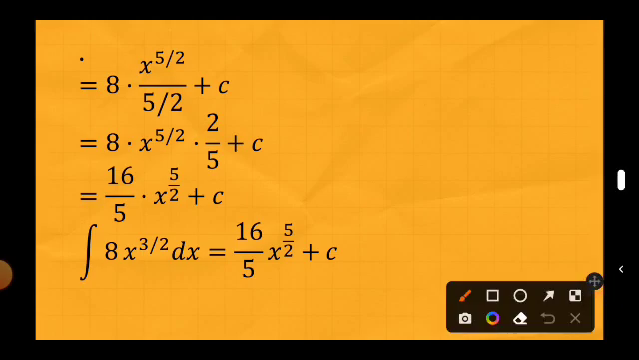Therefore, the indefinite integral of our function 8x raised to 3 halves dx is equal to 16 over 5 x raised to 5 over 2 plus c.